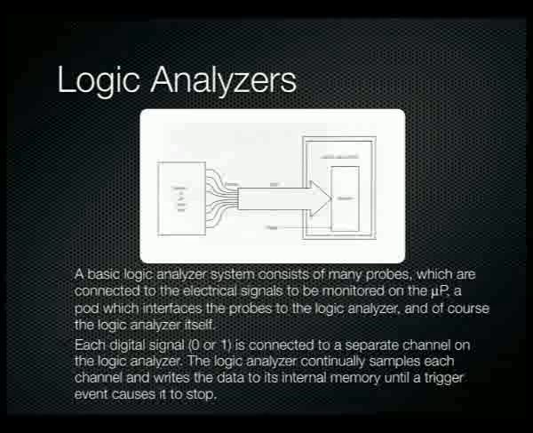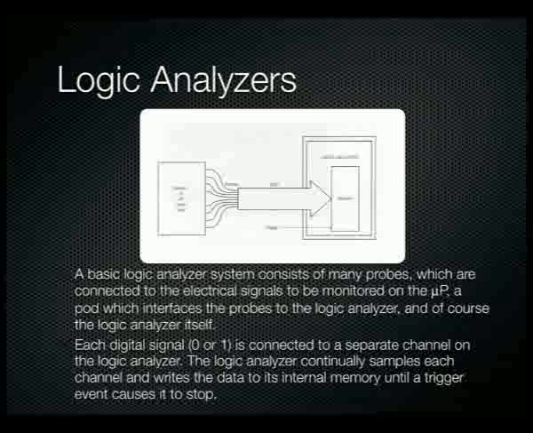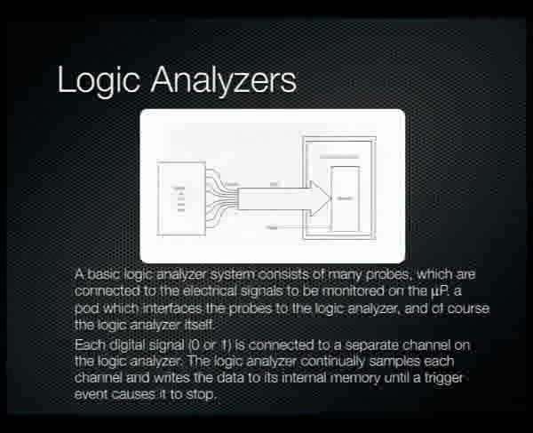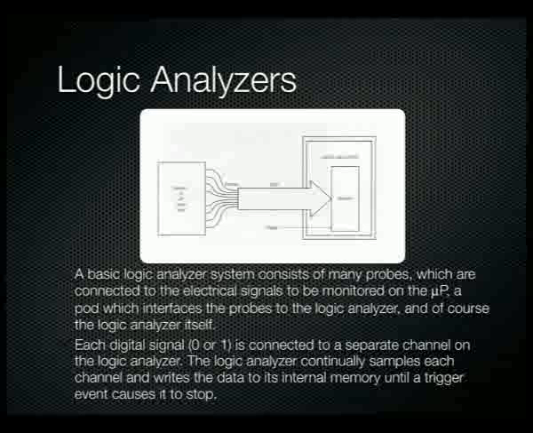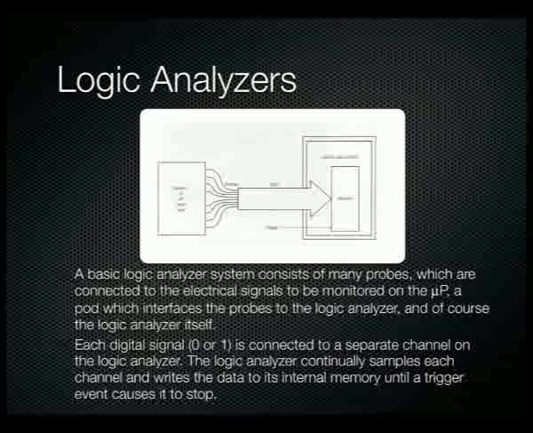Each digital signal can either give us a 0 or 1. It's connected to a single separate channel on the logic analyzer, so we have a channel for each individual bit line. The logic analyzer continually samples each one of these channels and writes the data to its internal memory until a particular trigger event causes it to stop. So it simply keeps logging in a circular buffer, keeping track of, say, the last 4 or 5 seconds of samples. Then when a particular event happens, so you might be looking for an interrupt to occur or some particular digital line to go to a particular value, when that event takes place, you then stop the logic analyzer, and therefore you can see the values. You can then trace back exactly what happened leading up to that event.